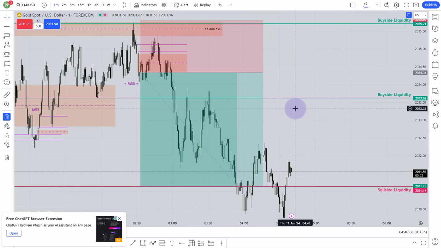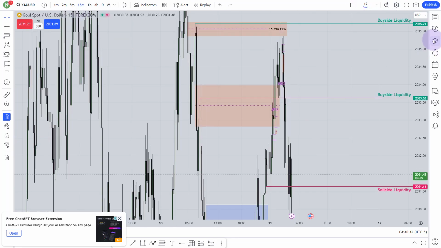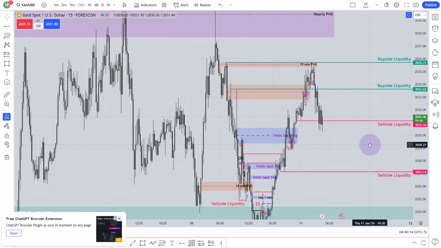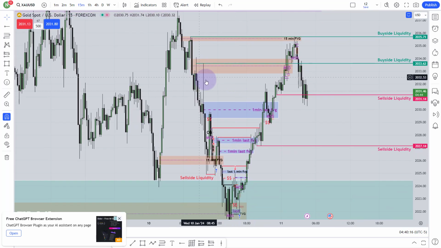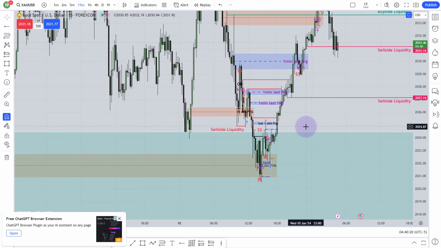So this is the way I read the price, and I just want you to understand the 50-minute last fair value gap. When price reaches that last fair value gap, you will see two things. Either it can hold it or not. If it can hold it, then you will look for a buy setup. If it fails to hold, you will look for the sell setup.